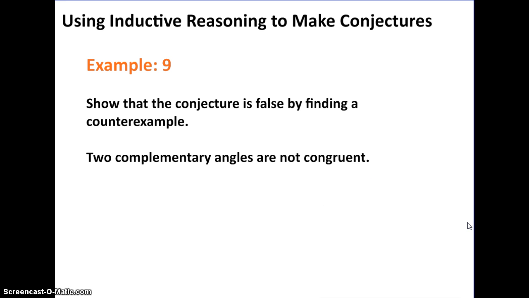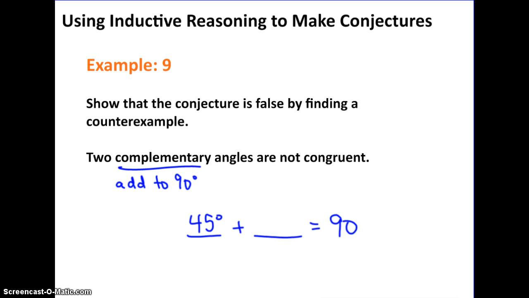Alright, 2 complementary angles are not congruent. Now, complementary means that they add to 90 degrees. Okay, this is a vocabulary word from your previous math classes, so if you're not familiar with it, make sure that you write it down somewhere. So I need 2 angles that add together to equal 90, but that are congruent. Well, the only example we have is 45 and 45 degrees. So this right here is our counterexample to the conjecture that 2 complementary angles are not congruent.